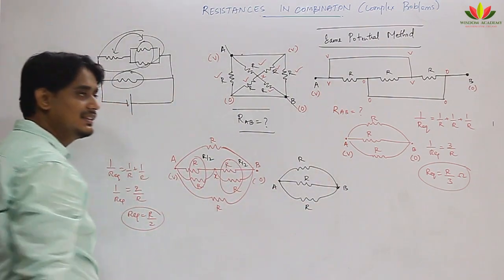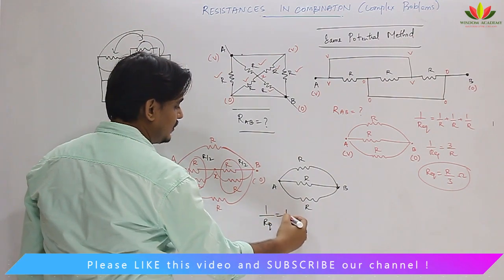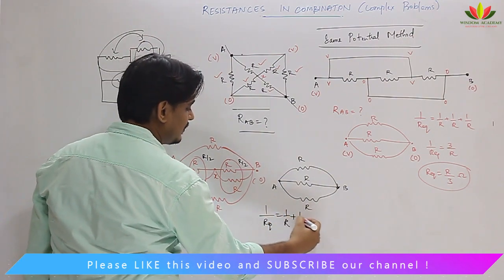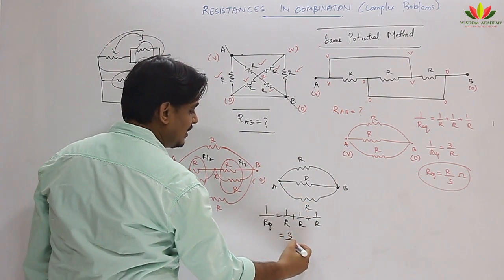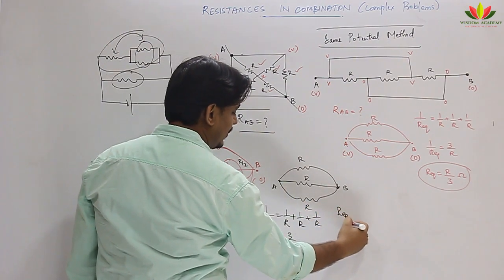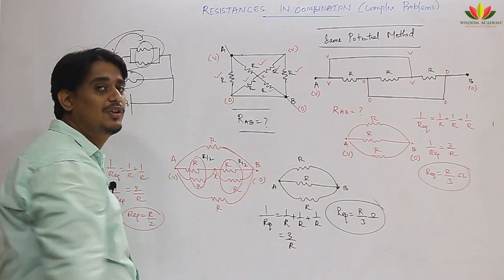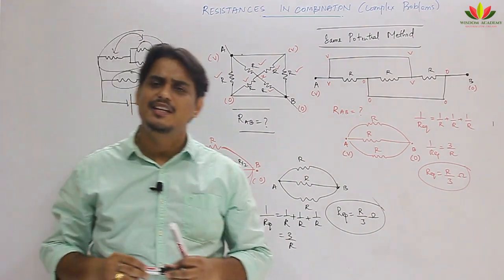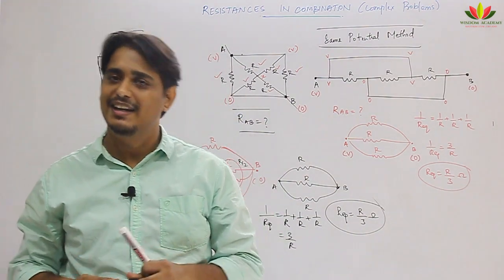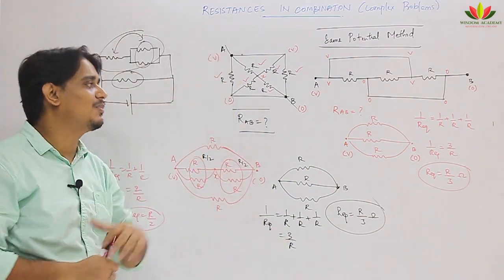I have got three resistances, r and r. So 1 by r equivalent will be equal to 1 by r plus 1 by r plus 1 by r. That will be equal to 3 by r, and r equivalent will become equal to r by 3. So I hope you understood how I am using the same potential method or equal potential method to find the unknown resistances even in a very complex circuit.